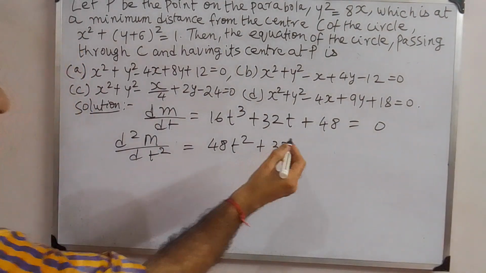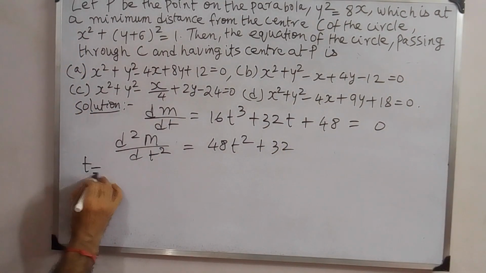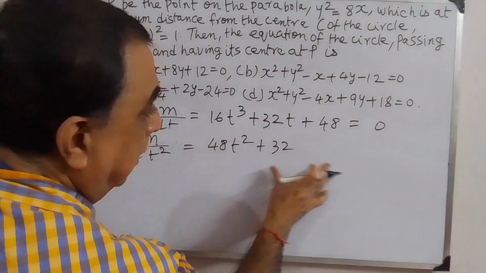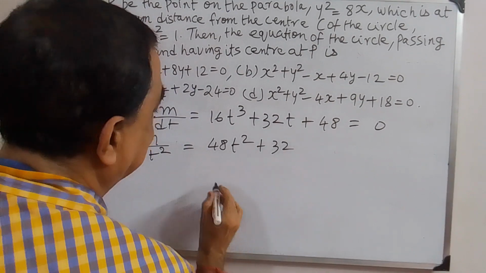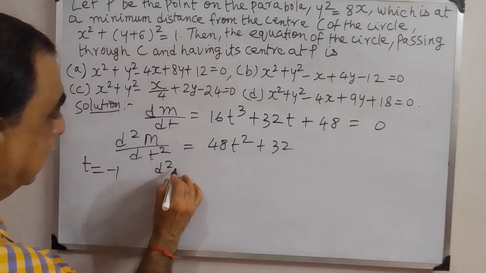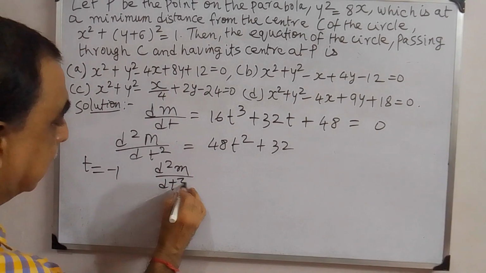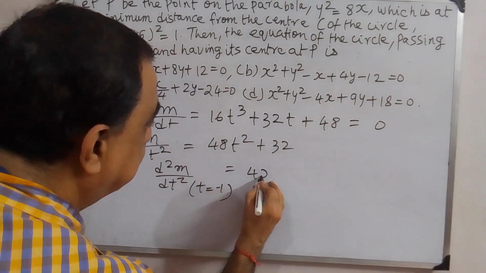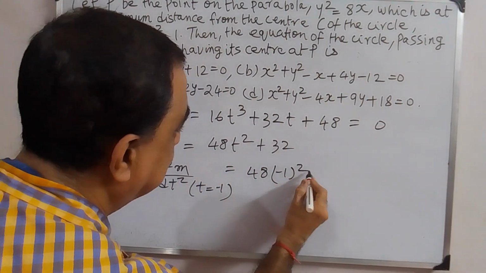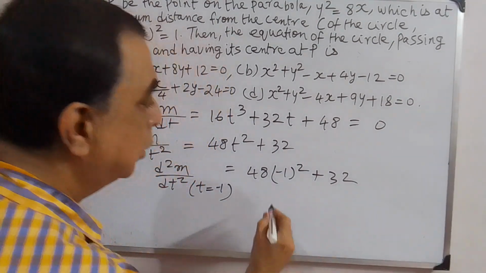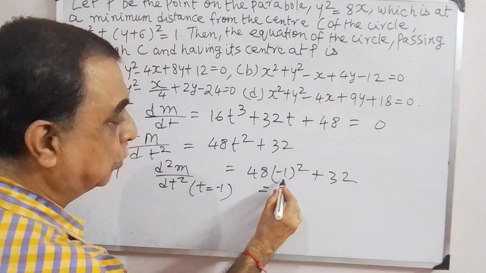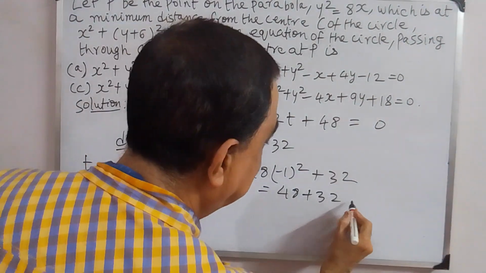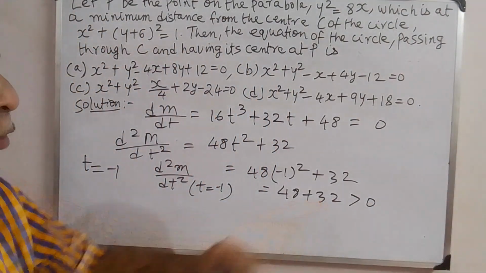Now here put the value of t we have got, which is equal to minus 1. Now put the value of t and check what answer we are getting here. So d squared m by dt squared, when I am putting t value minus 1, this will become 48 times (-1) whole square plus 32. So minus 1 whole square is plus 1. Plus 1 into 48 is 48, plus 32, which is greater than 0 because both are positive.